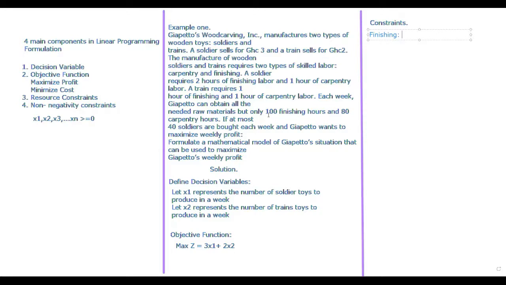And when you read through here, you are going to see their what? Their available resources. We are saying that Giapito can obtain all the needed raw materials, but only 100 finishing hours and 80 carpentry hours. That becomes our available resources. So you formulate your model, you use the less than or equal to, then you bring your available resources. So when you talk about the finishing, the available resources becomes the 100 here. You get it? All right. When you talk about carpentry hours, we are going to use the 80 here.